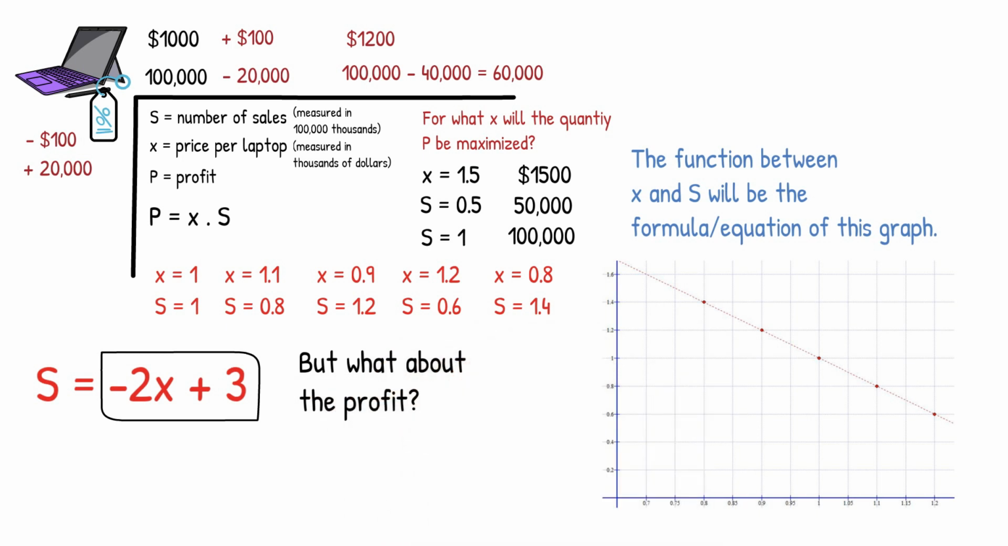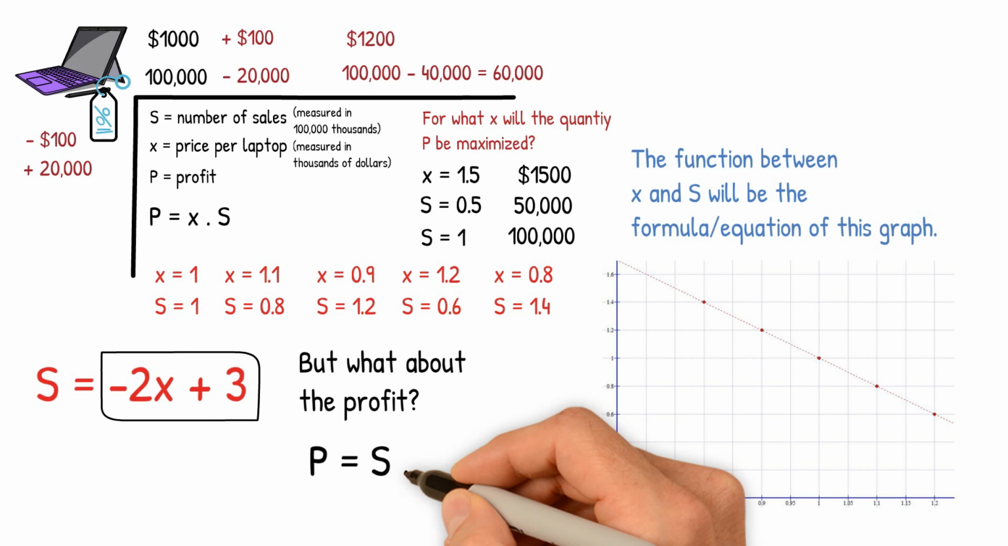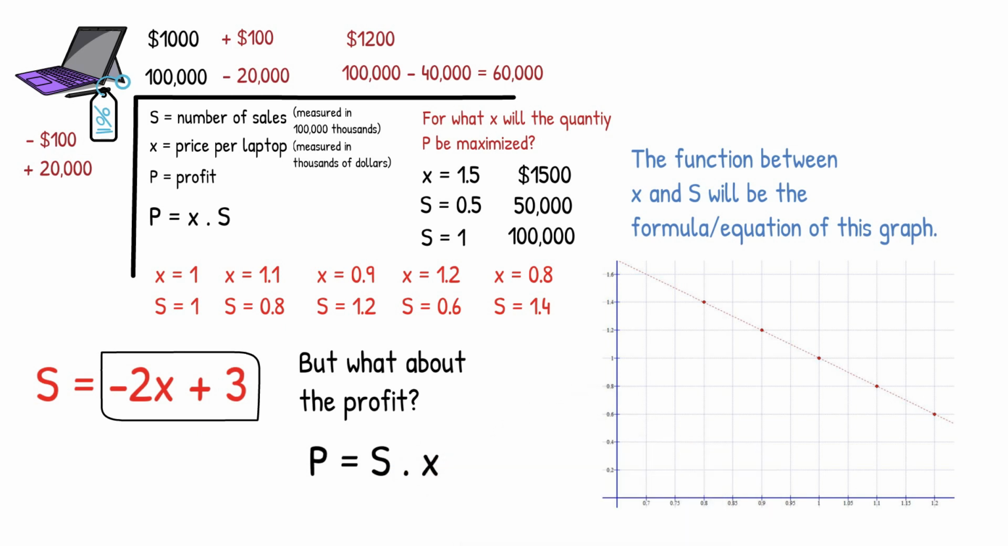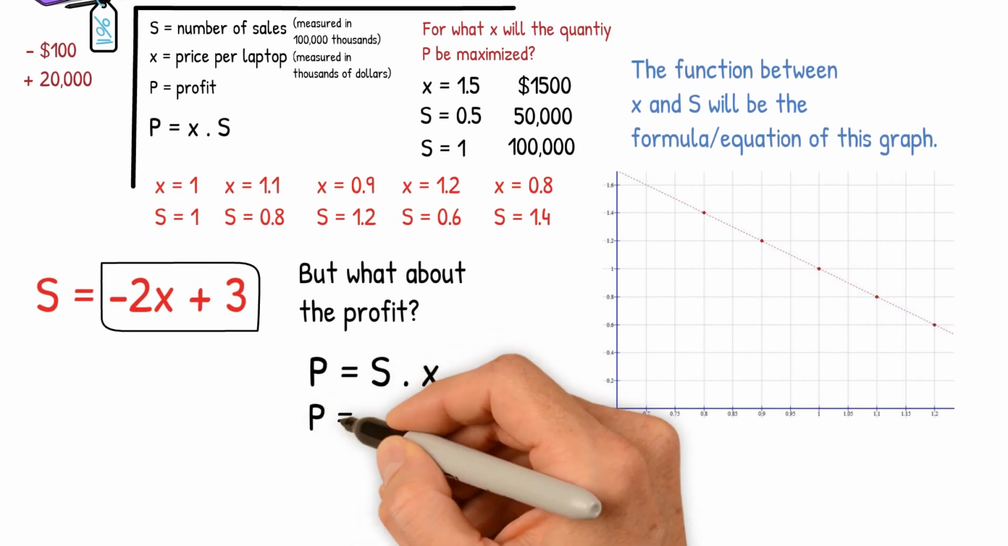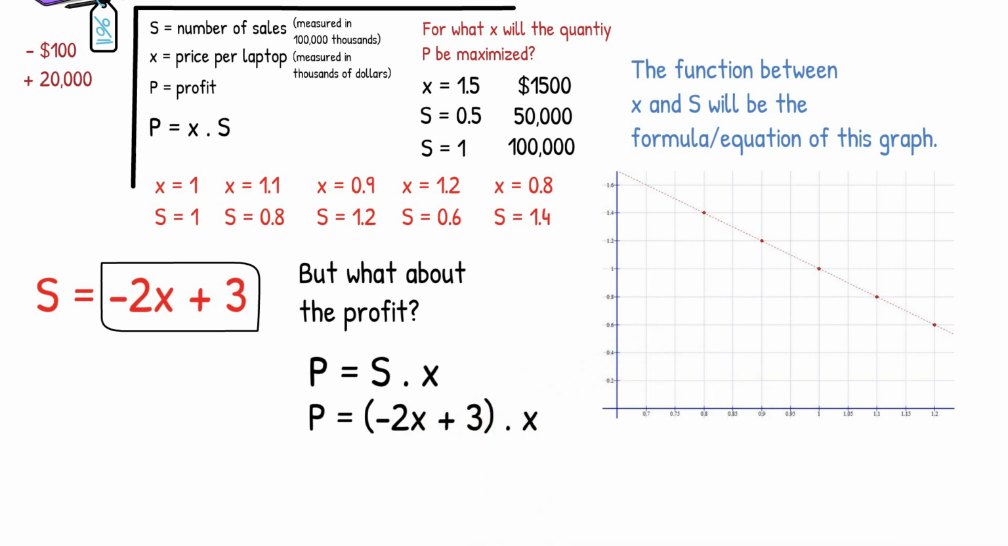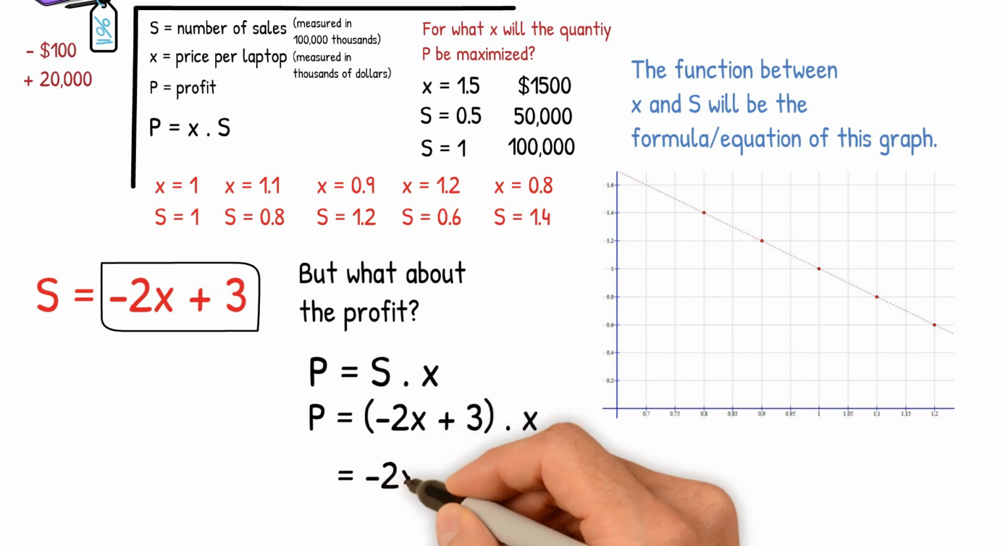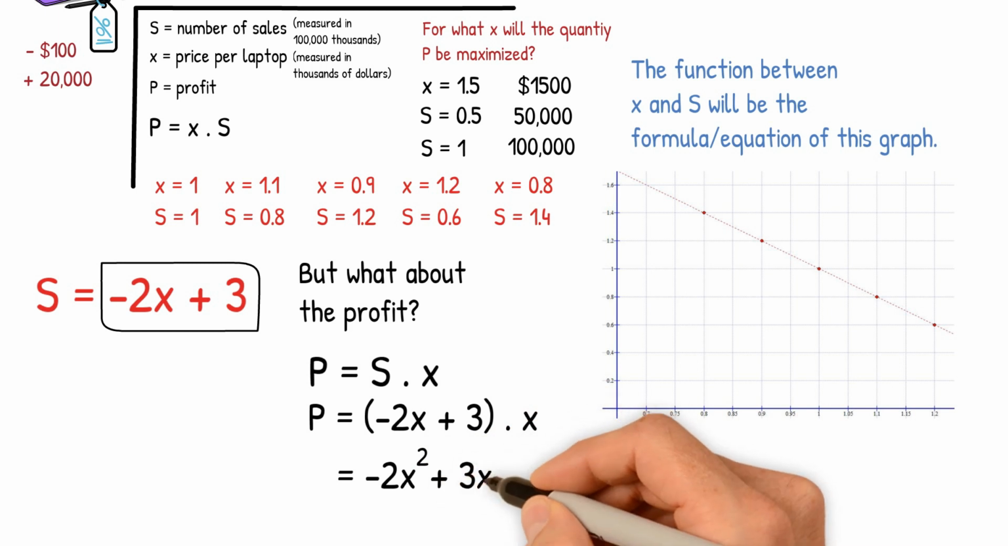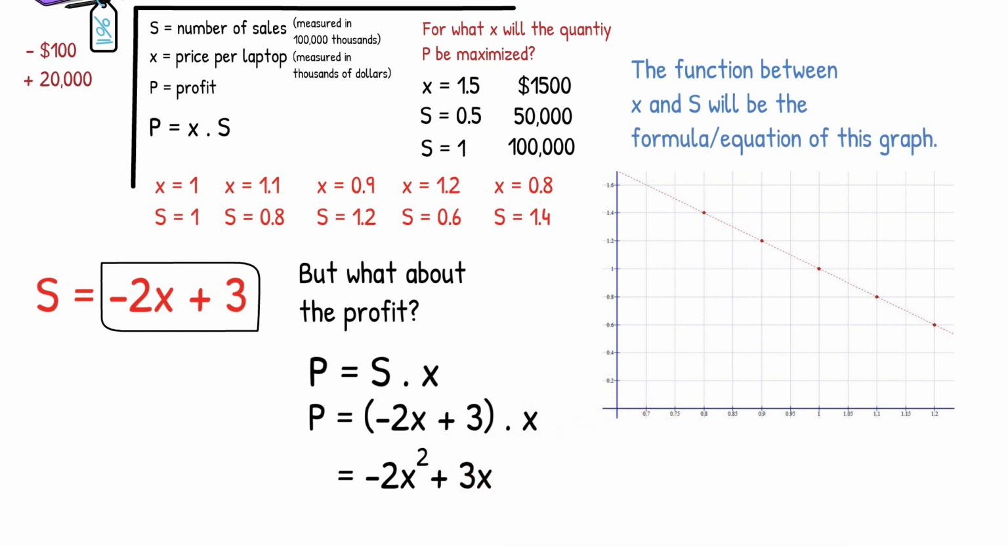But what about the profit? Well, the profit is P equals S, or sales, times X, which is the price. Since we know that S is negative 2X plus 3 from the equation we saw before, it means that the profit is given by P equals negative 2X plus 3, which is the S, times X, which is the same thing as negative 2x squared plus 3x when you distribute it.